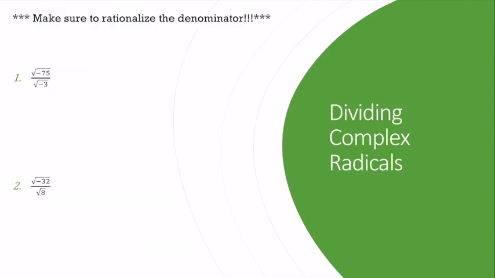When we're dividing complex radicals, we have to keep in mind that we need to rationalize our denominator. Remember, we don't like radicals in our denominators.